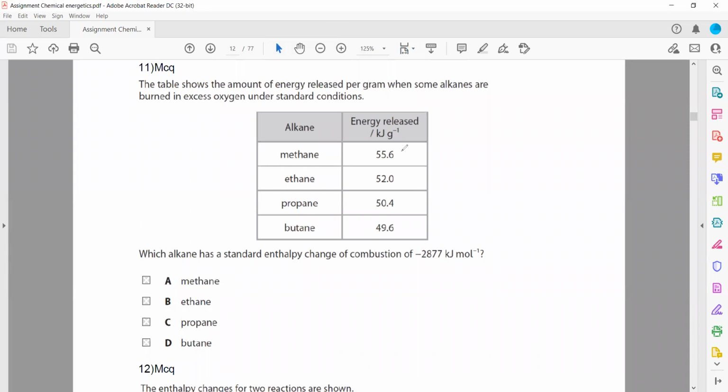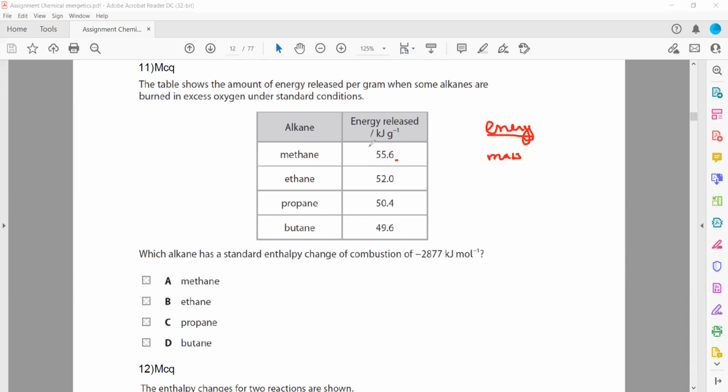So for methane, for example, this is the energy released per gram. Energy is there in kilojoules and the mass is there, so basically this is energy divided by mass. For every gram, we'll find the moles in 1 gram of methane, moles in 1 gram of ethane, moles in 1 gram of propane, and we'll divide by that number. So we'll get the correct answer.